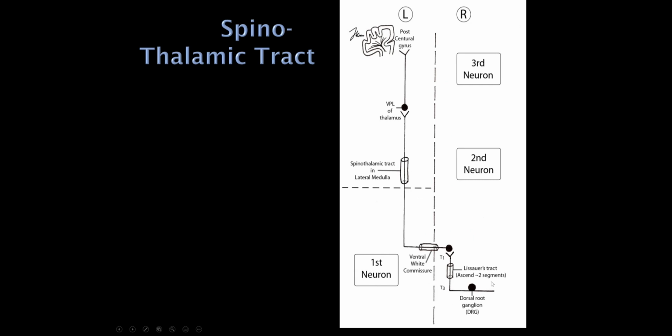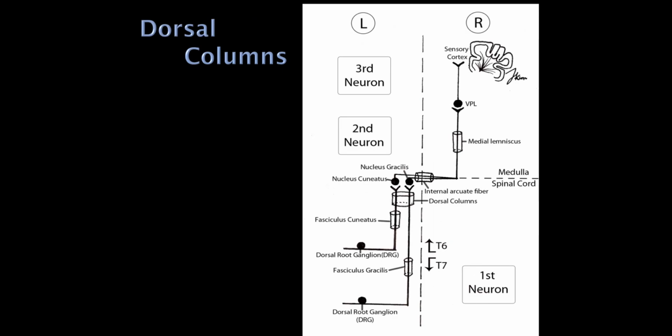All right, here's the spinothalamic tract, which I just showed you a cross-section of. So remember, this is pain and temperature that's entering, and it ascends for a segment or two in Lissauer's tract. Then it synapses in the substantia gelatinosa, crosses over in the ventral white commissure, and then ascends as the spinothalamic tract. And on its way to the post-central gyrus, sorry about the typo there, it synapses in the VPL of the thalamus. And I thought it's worthwhile pointing out that it goes through the lateral medulla. Very important later when we talk about lateral medullary syndrome.